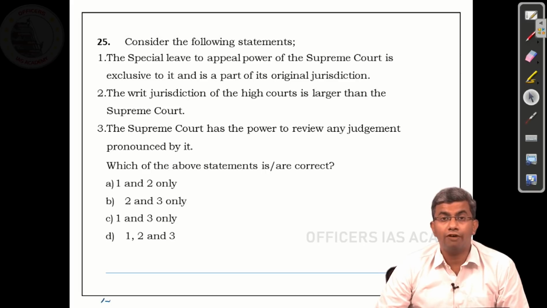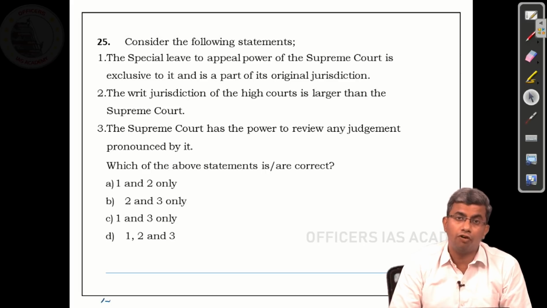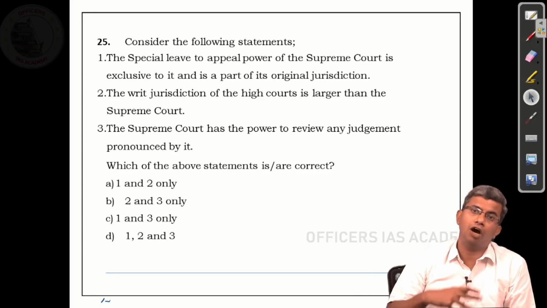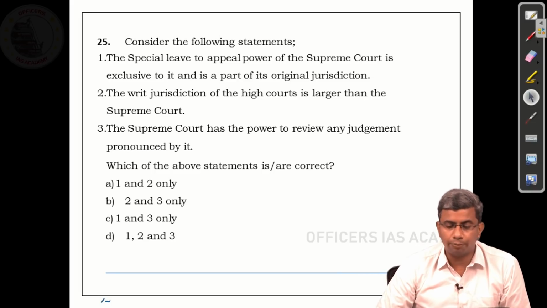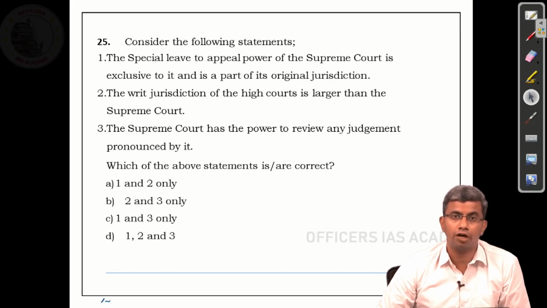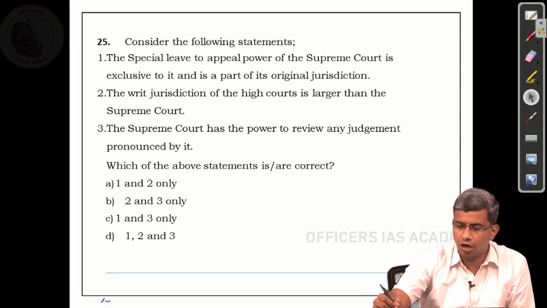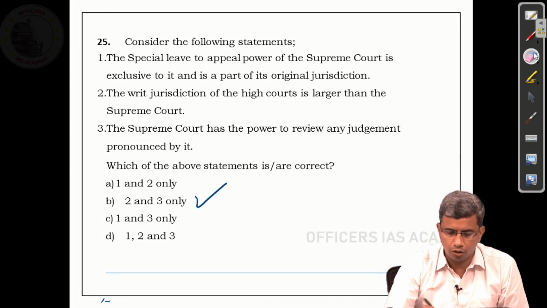The writ jurisdiction of High Court is larger than the Supreme Court. Yes, because Supreme Court can be only for fundamental rights, whereas High Court is for fundamental rights or for any other matter. And the Supreme Court has the power to review any judgment pronounced by it. Yes, this is the review jurisdiction of the Supreme Court under Article 137. So the second and third statements are right. The first statement is wrong. So the correct answer is B, 2 and 3 only.